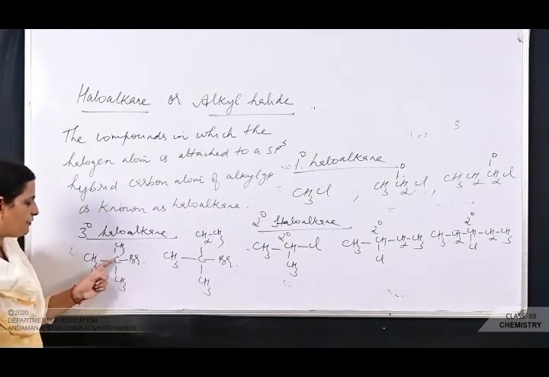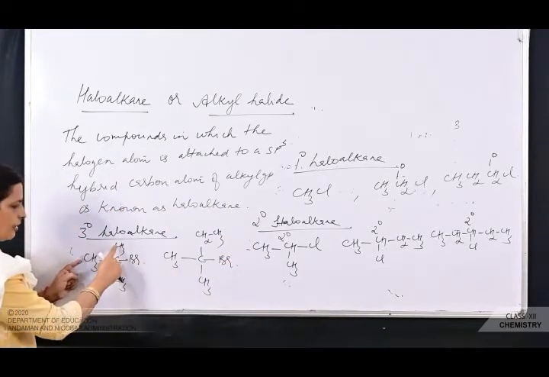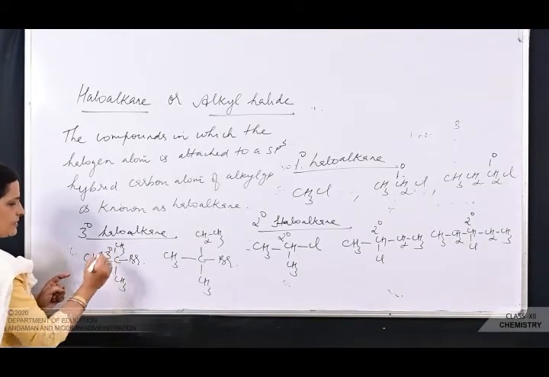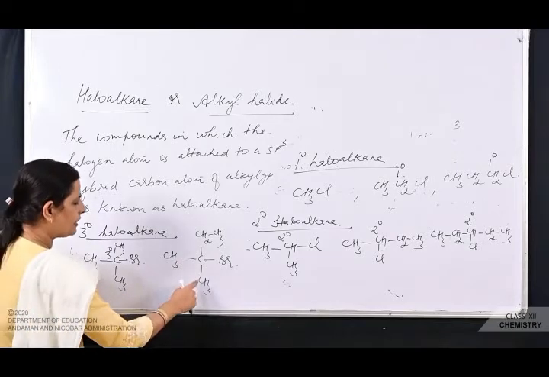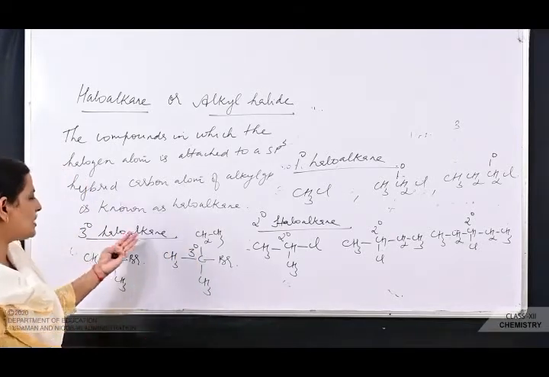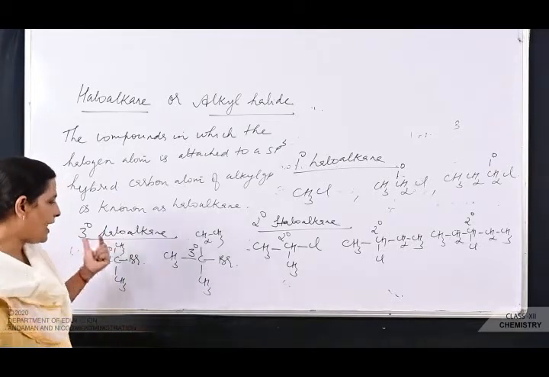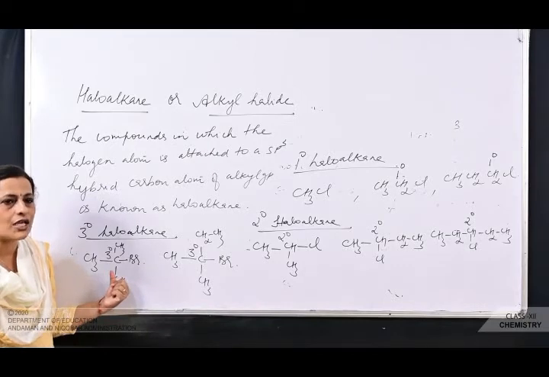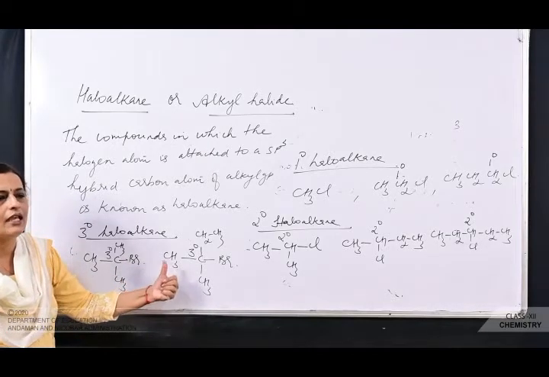Now see the carbon in which the halogen is attached. It is in contact with how many carbon atoms? 1, 2, 3. So it's what type of carbon? Tertiary. Here also it's in contact with how many? 1, 2, 3. So it's also what type of carbon? Tertiary. So what is a tertiary haloalkane? The haloalkanes in which the halogen atom is attached to a tertiary carbon atom is known as tertiary haloalkane.